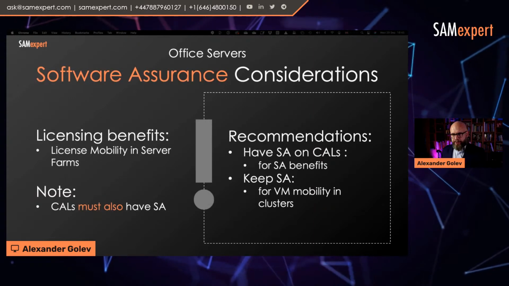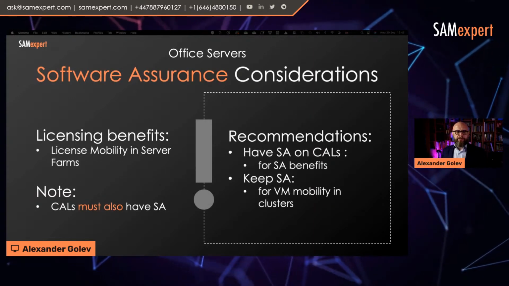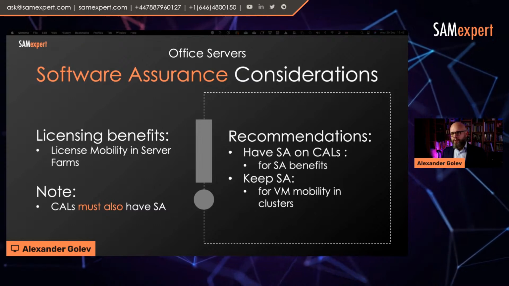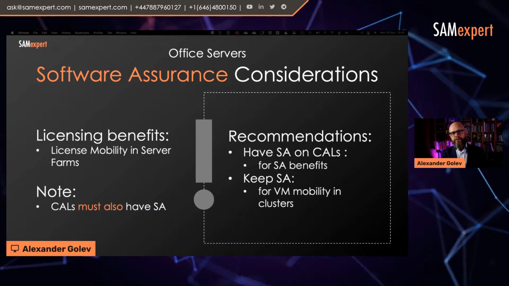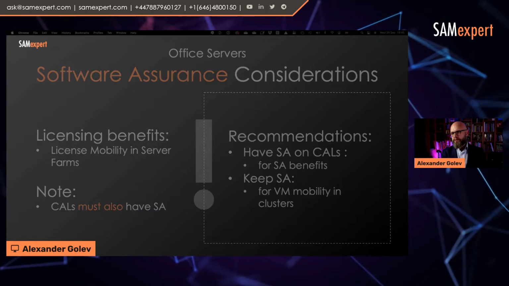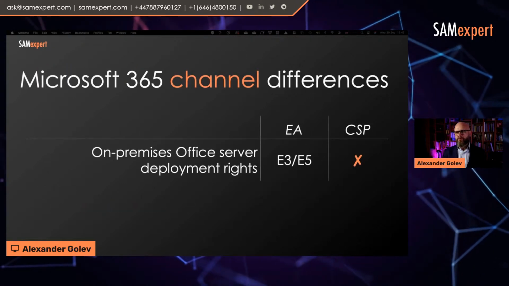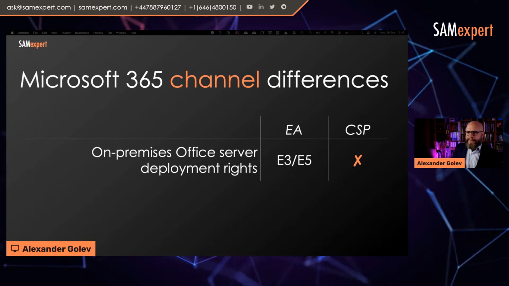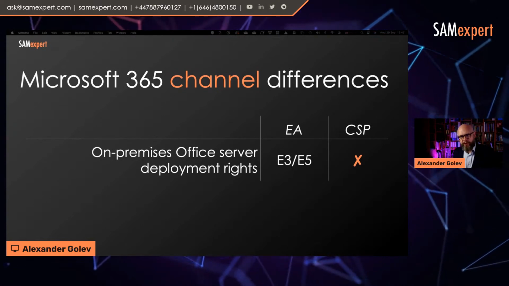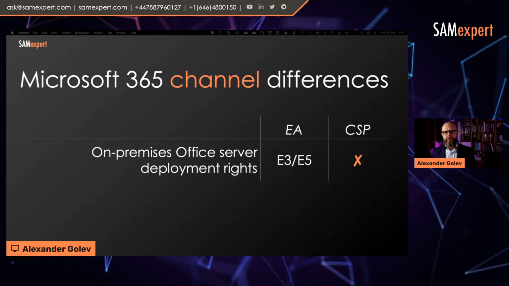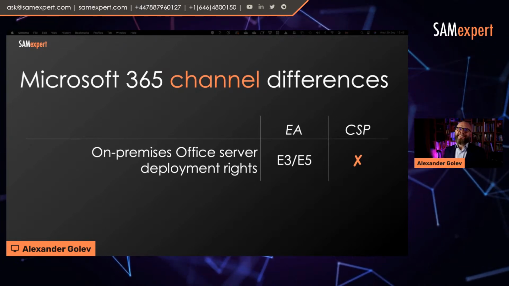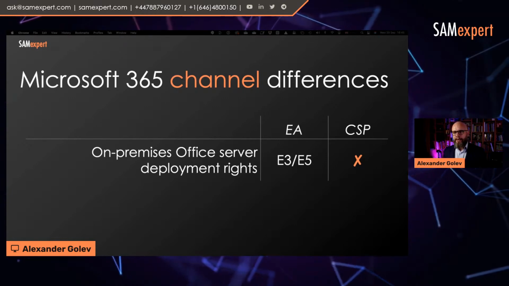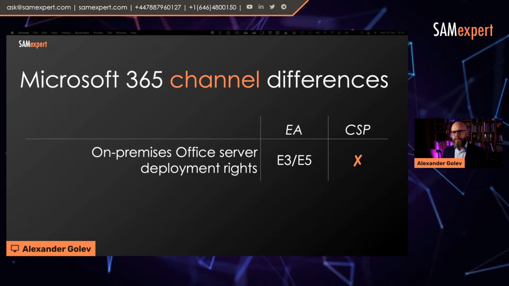Software assurance considerations: you need it for licensability in server farms. And remember that CALs must also have software assurance. The list is not as long or as impressive as with SQL Server, but still, there's one consideration. If you virtualize it, you can get rights for unlimited on-premises Office server deployment of all of these servers except for Project Server. So Project Server is not included: Exchange, SharePoint, and Skype for Business.